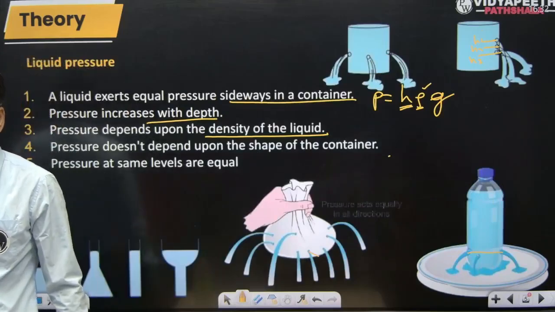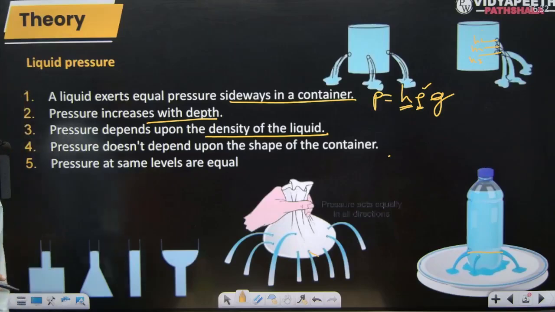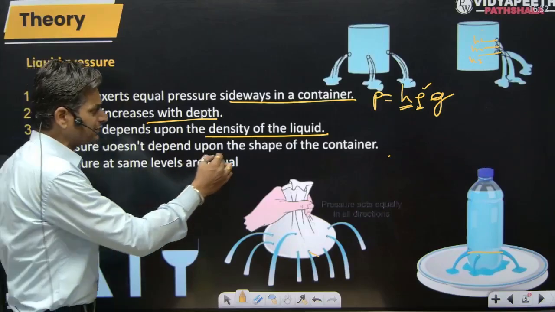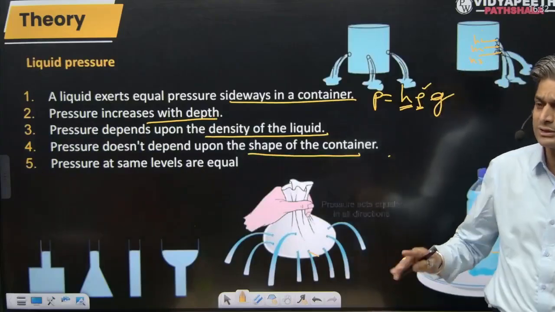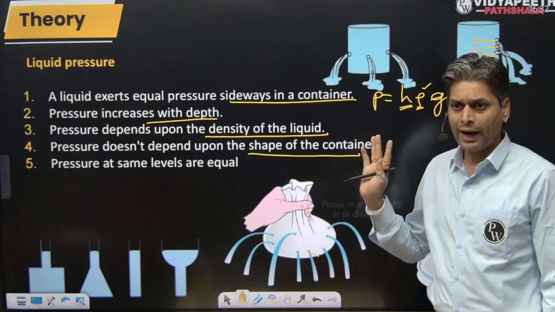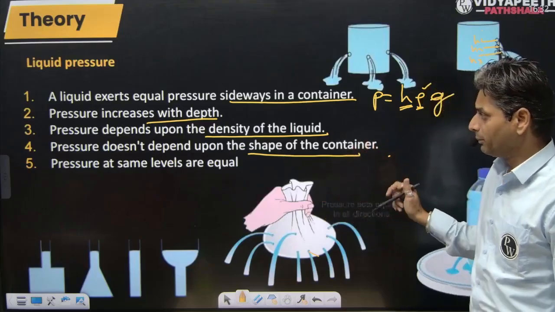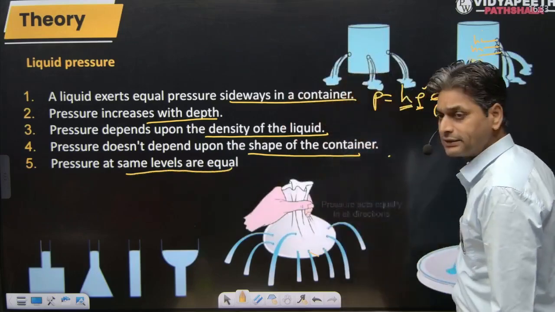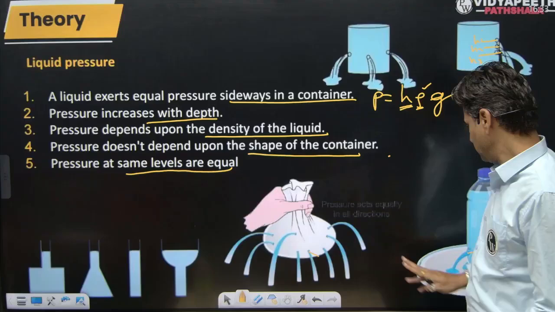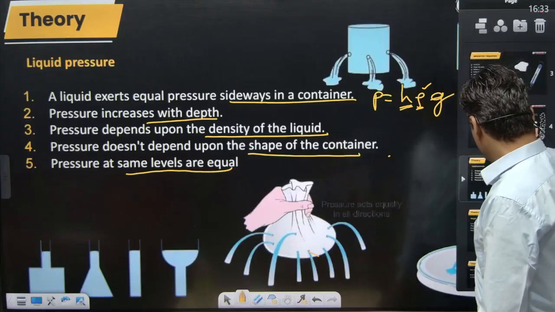Instead of water, if you are using other liquids, maybe the pressure will differ. And pressure does not depend upon the shape of the container. Whatever the shape, it does not depend on the container. Whatever container you are using, it depends only upon the height of the liquid column. And at equal levels, the height is the same, so the pressure will be the same. That we'll discuss one by one.